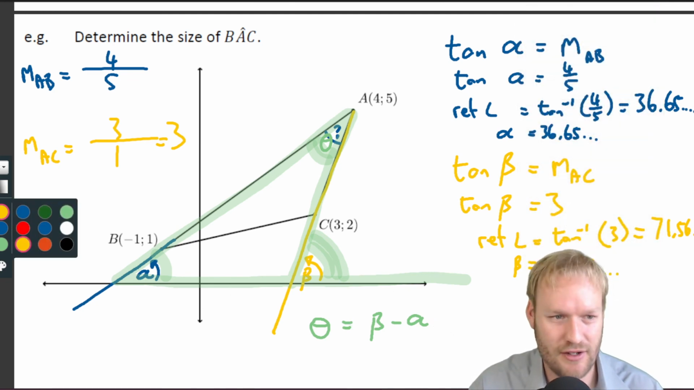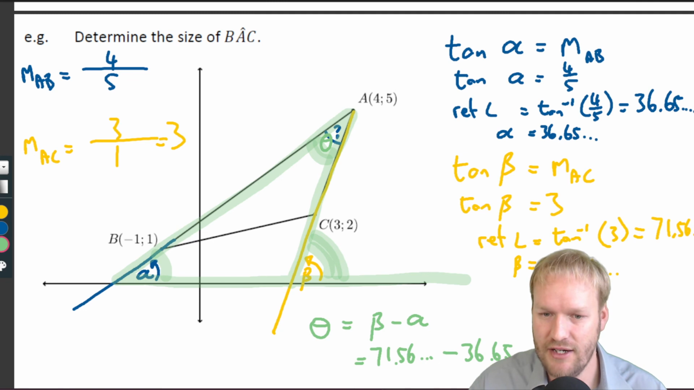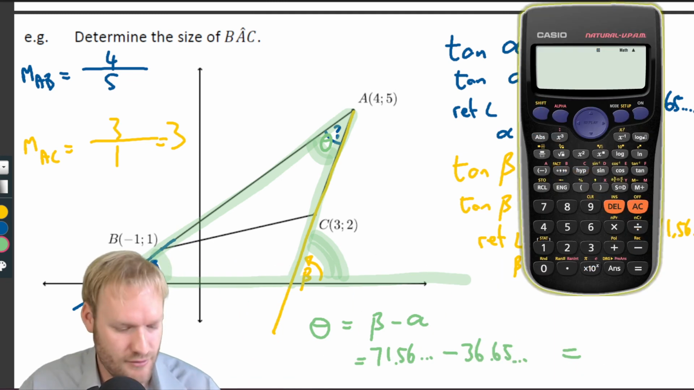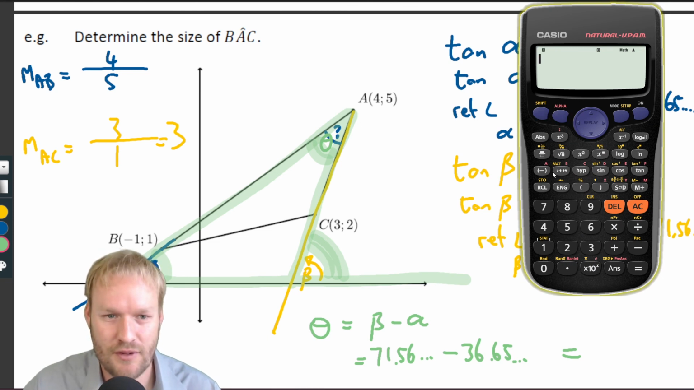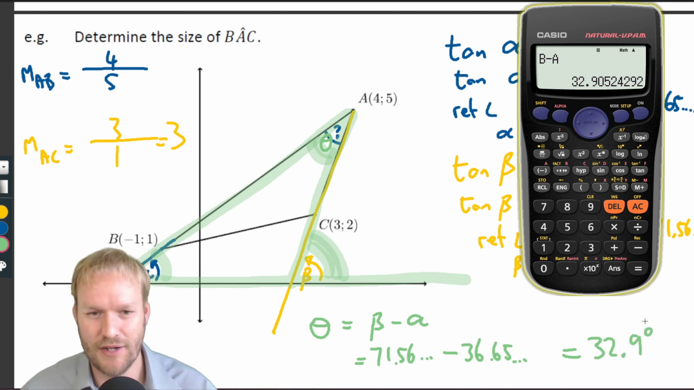So now when I want to find out what theta is, well, theta we said was just beta minus alpha. So down here we're saying theta is just beta 71.56 minus 36.65. And that's going to give us an answer of, well, on the calculator I can just go, B minus alpha, 32.9. If I go to one decimal place, 32.9 degrees, and there we are.